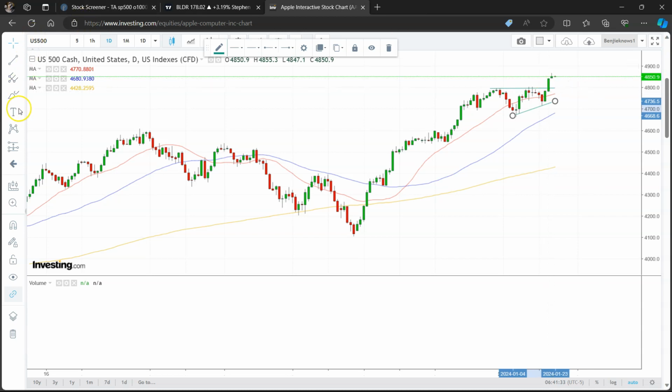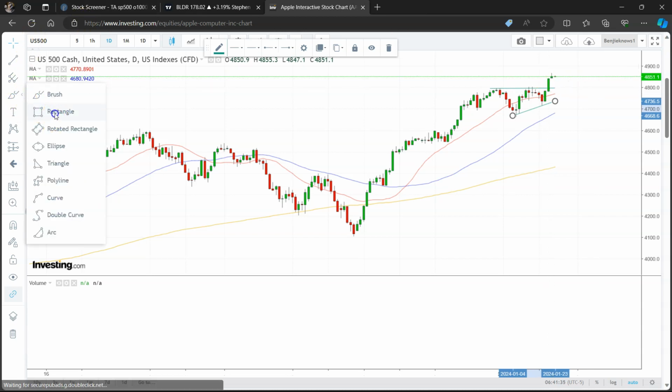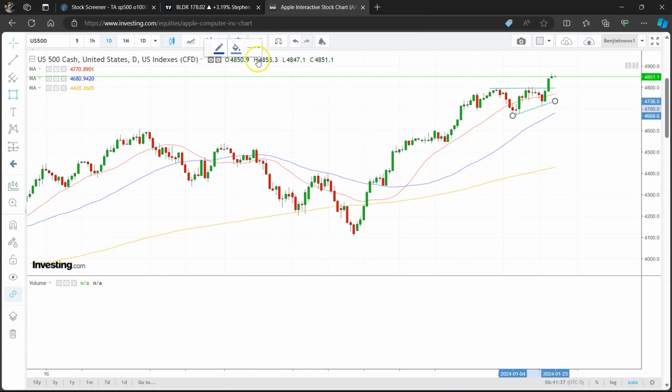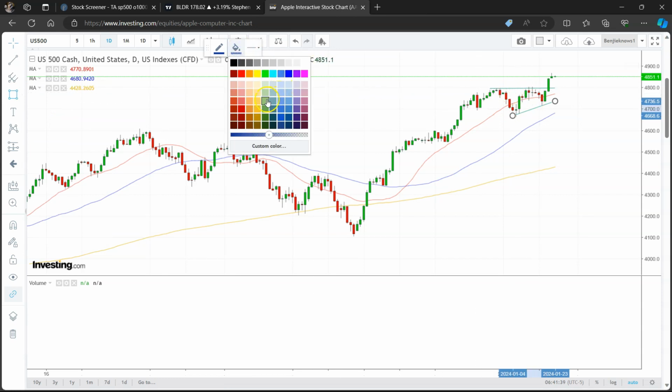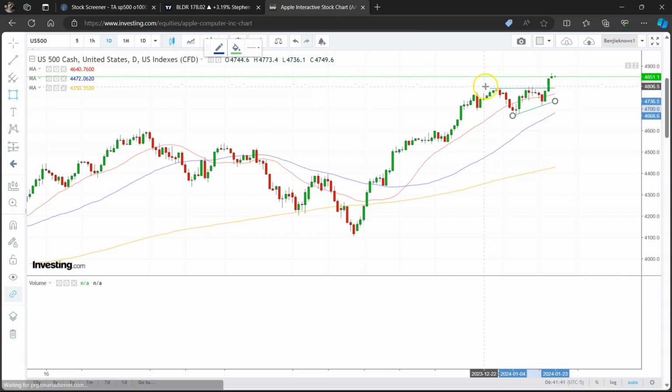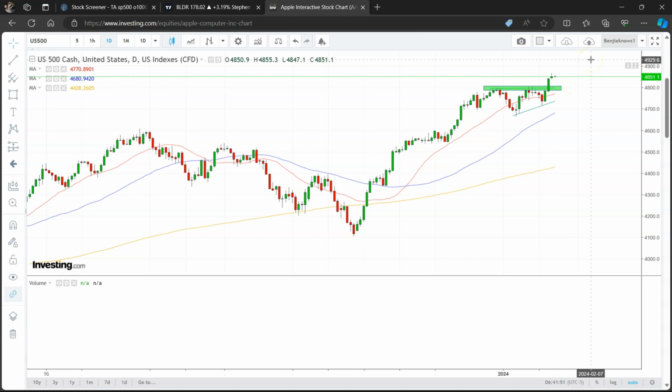And we can just take this top of the ascending triangle and draw the area here. So this will be the new support, and as long as the S&P 500 stays above here, it will continue to move up.